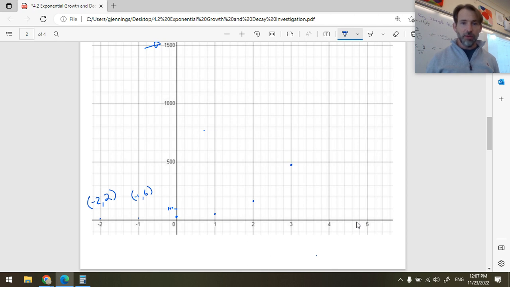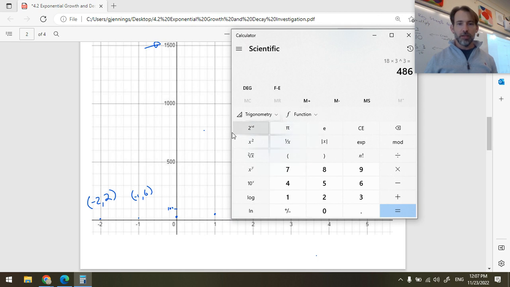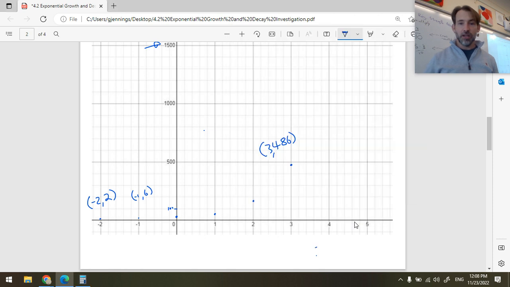486, so we'll call it there. Maybe I label this point 3, 486. Cool. And now let's do the fourth year. 18 multiplied by 3 raised to the power 4. 1,500 bunnies. Very nearly 1,500 bunnies. Wow. So we're up to about there now.